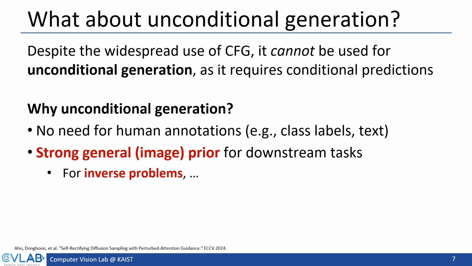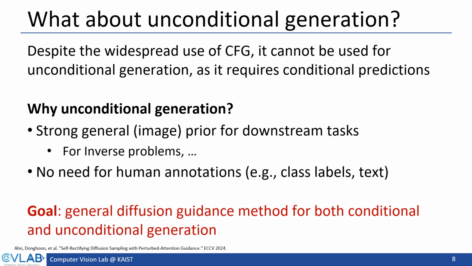So why is unconditional generation important? First, it removes the need for human annotations like class labels or text. And it offers a strong general image prior, which is useful for many downstream tasks such as solving inverse problems. So our goal is to develop a general diffusion guidance method that works for both conditional and unconditional generation.